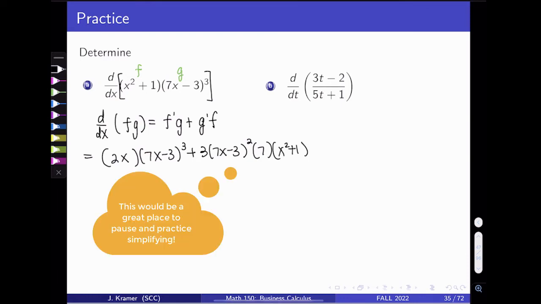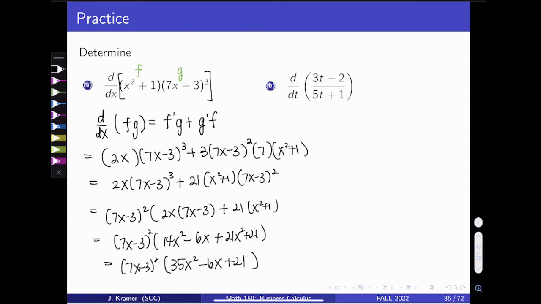The rest of the work here will have to be simplification. So the final result of this problem would be 7x minus 3 quantity squared times 35x squared minus 6x plus 21. You would try to factor that trinomial if possible, but it does not factor. This would be the simplified form for part A.